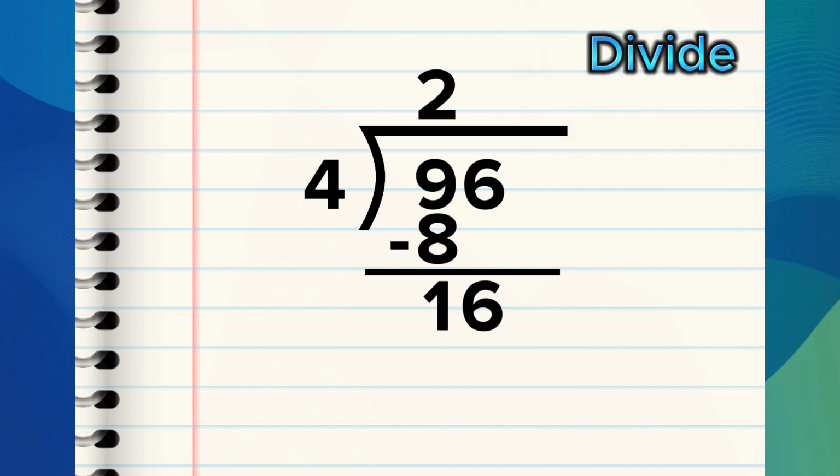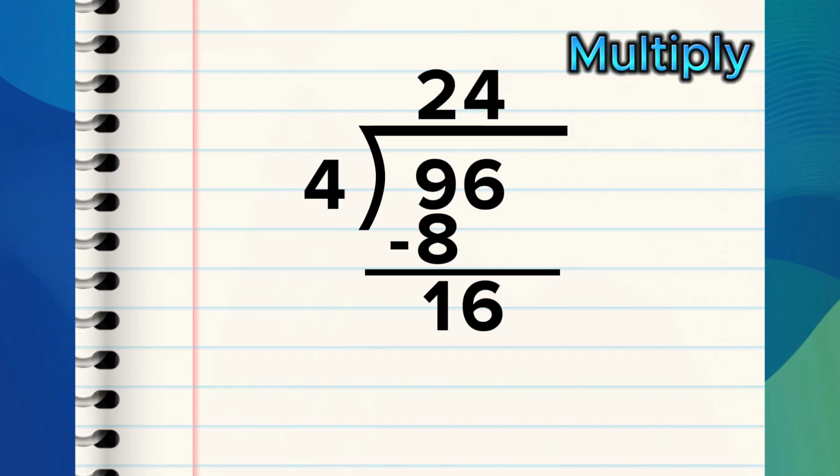First, we divide. Since we brought the 6 down and put it next to the remainder of 1, it gave us a new number to divide, 16. 4 goes into 16 4 times because 4 times 4 equals 16. So, we write a 4 over top of the 6 here.